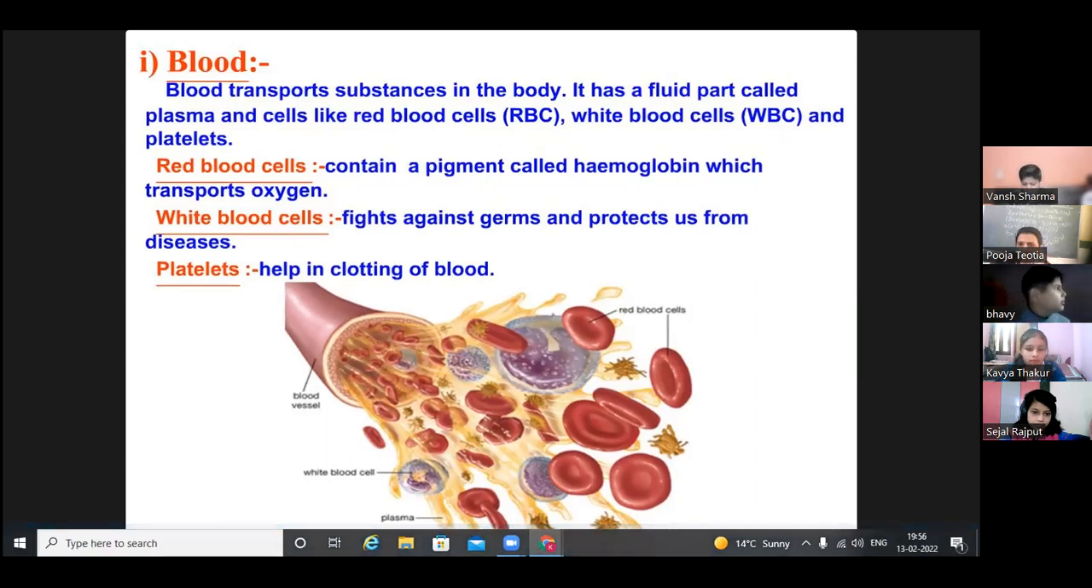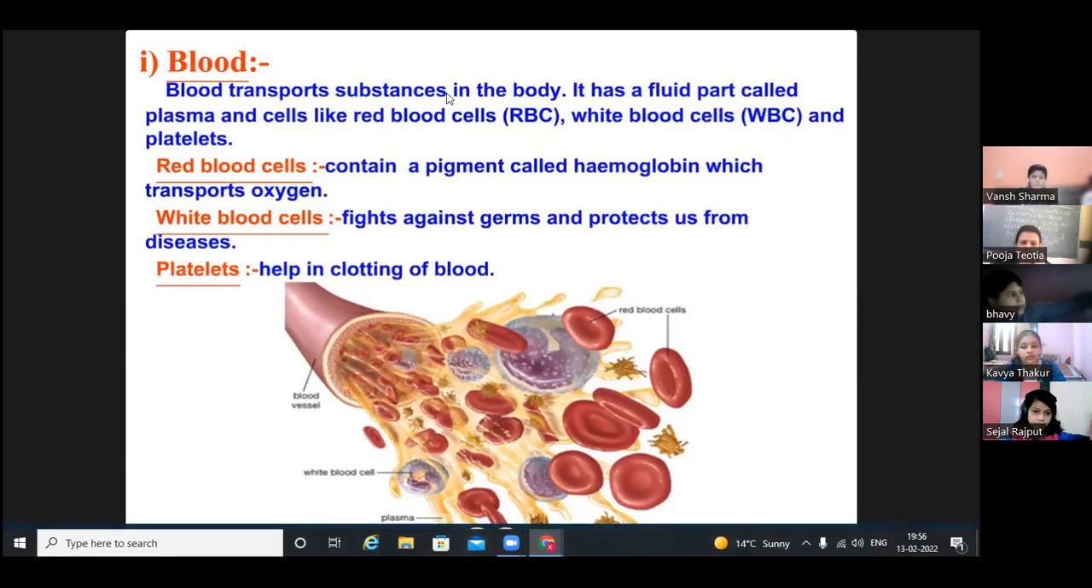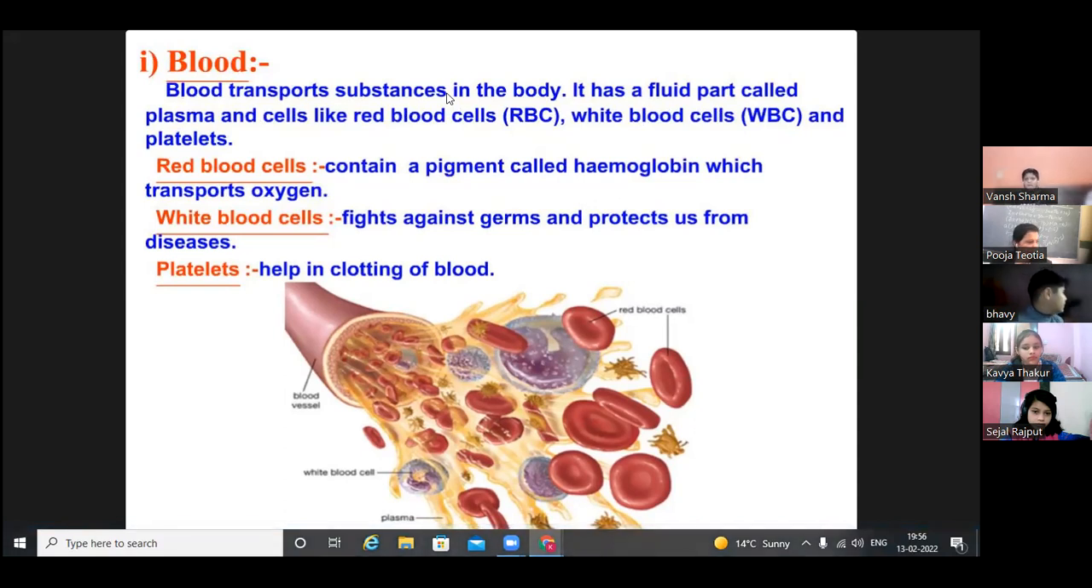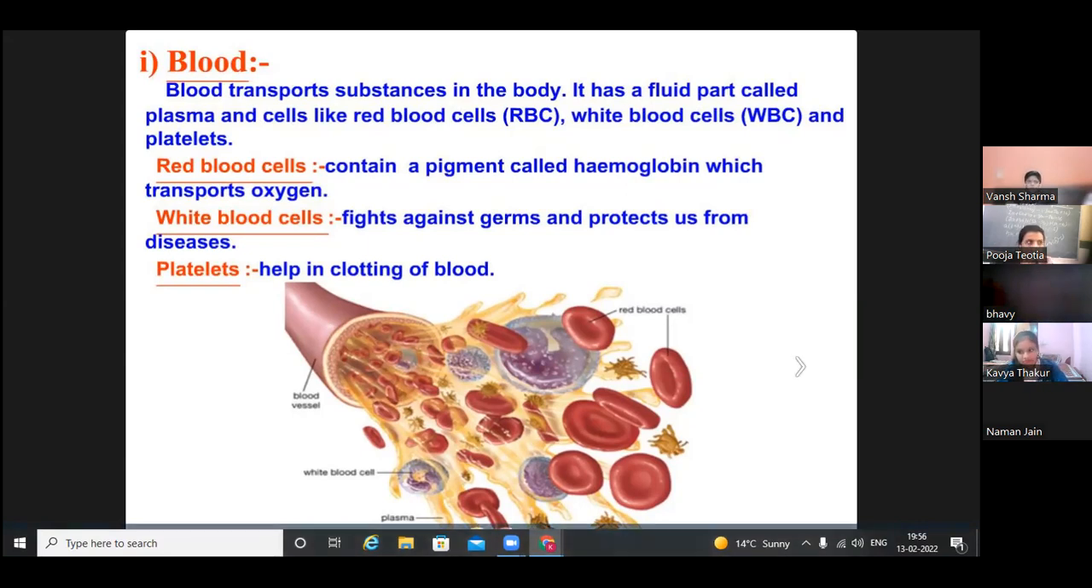Okay, any one of you can read this. Vansh Sharma, kindly read this slide. Okay, ma'am. Blood transports substances in the body. It has a fluid part called plasma and cells like red blood cells, RBC, white blood cells, WBC, and platelets. Red blood cells contain a pigment called hemoglobin which transports oxygen. White blood cells fight against germs and protect us from diseases. Platelets help in clotting of blood.